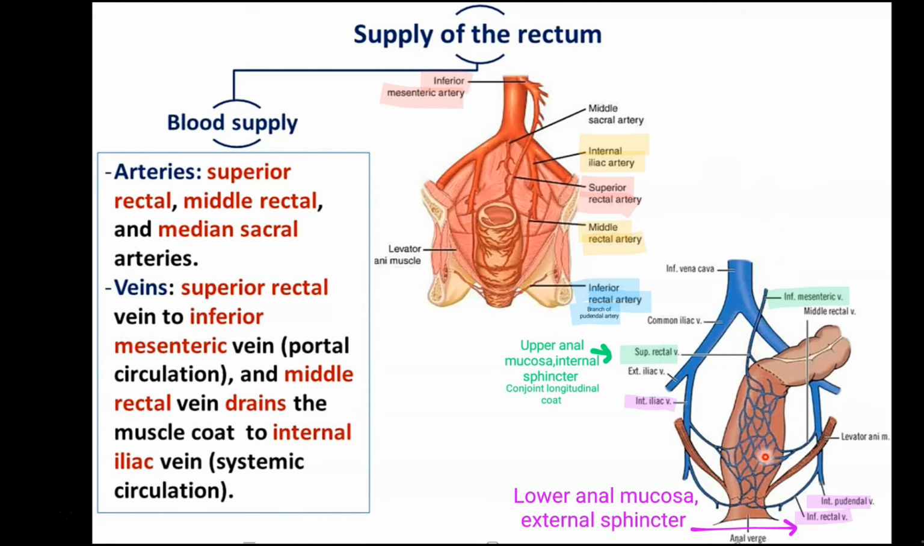So what we need to remember is superior is from the inferior mesenteric, middle is from the internal iliac and the inferior is from the pudendal. That we need to remember regarding the blood supply and the venous drainage of the rectum. So that was all about the ischioanal fossa and the arterial and venous drainage of the rectum.